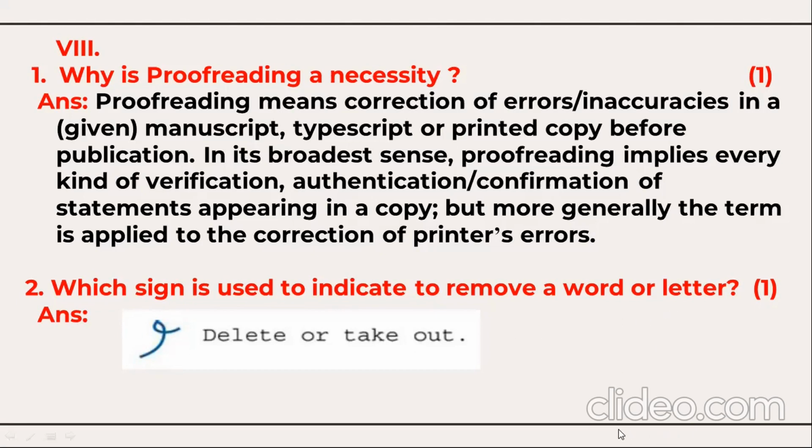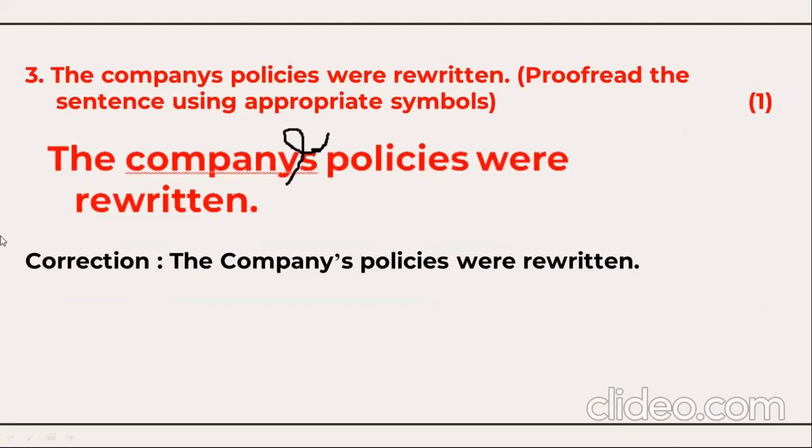Each question is for 5 marks. Then you have another question. You have a situation: the companies policies were rewritten. Proofread the sentence using appropriate symbols. One thing is very important: all of you should know the proofreading symbols, which you will come to know in the next question. Here we find a mistake. Companies should be company apostrophe s. What is wrong is here, and wherever it's wrong, we make this symbol, which indicates delete. Afterwards, we need to write with the correction: the company's policies were rewritten. This is for 1 mark.